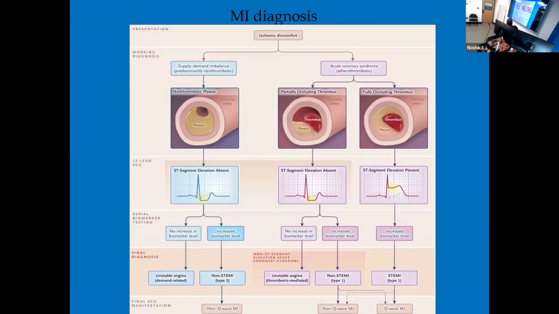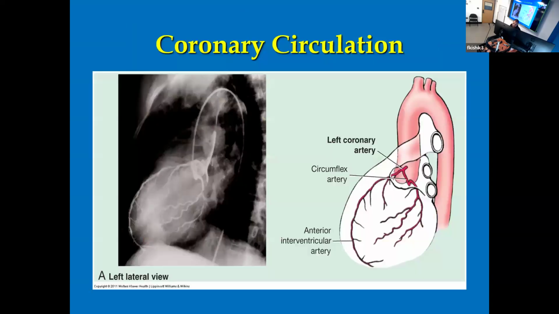Here's more MI stuff, MI diagnosis. So this is the whole thing I was drawing out there. This is demand ischemia. You'll have no ST segment elevation in a non-STEMI, and it can eventually lead to MI. And this is where the plaque ruptured, the clot formed, and it clogged off the whole flow. So you have MI. This is your STEMI. Okay. You guys know this stuff, right? I'm not going to beat this into the ground. All right.